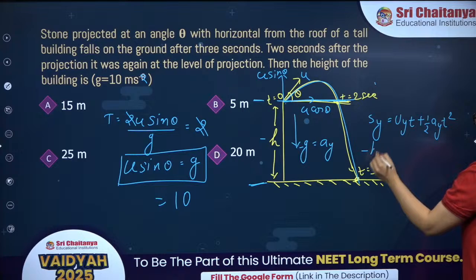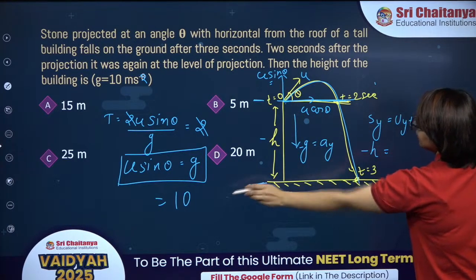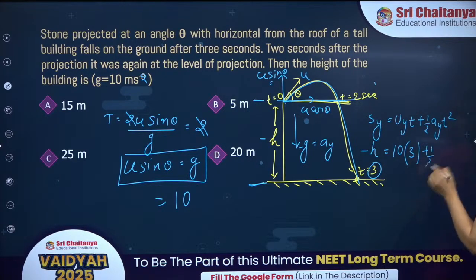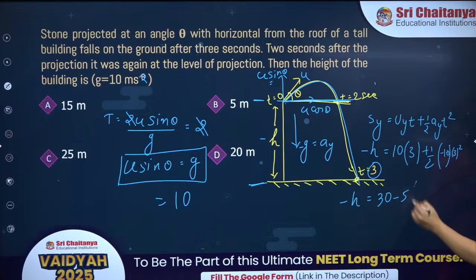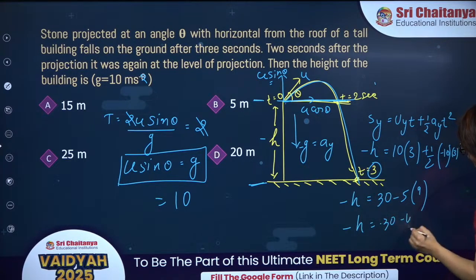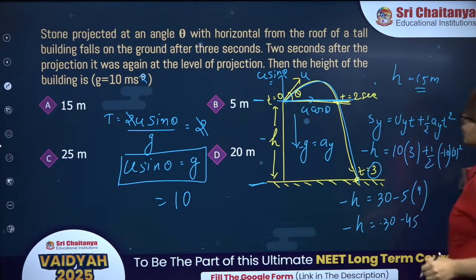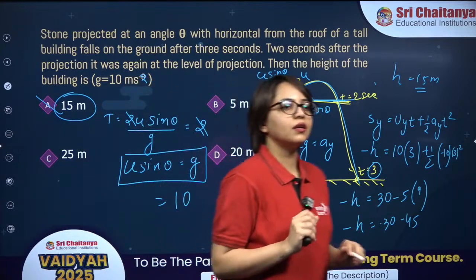So, sy is minus h, uy is u sin theta, which is 10, into t, total time is 3, plus half ay, which is minus 10, into t square, which is 3 square. So, minus h is equal to 30 minus 5 into 9. So, minus h is equal to 30 minus 45, and h will be 15 meter. So, the height of the building is equal to 15 meter, which is option A.